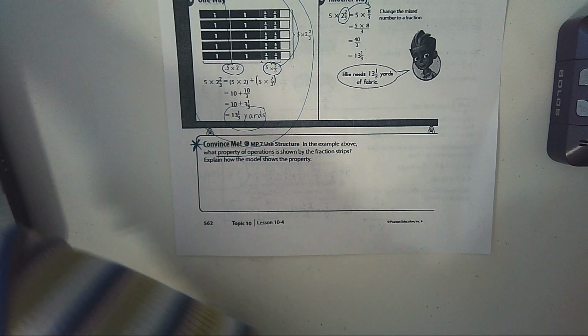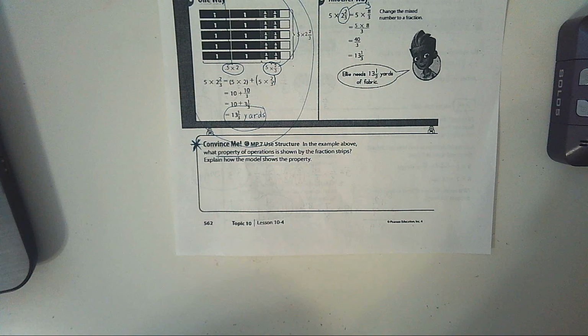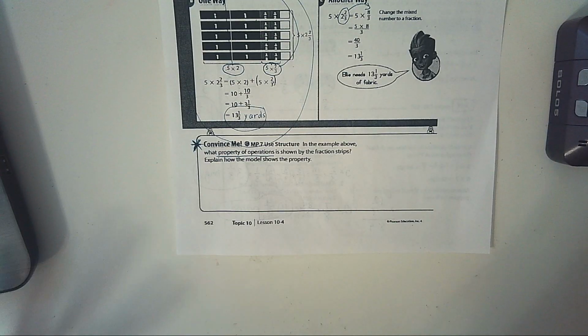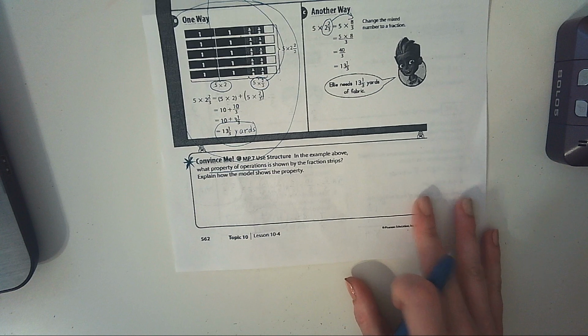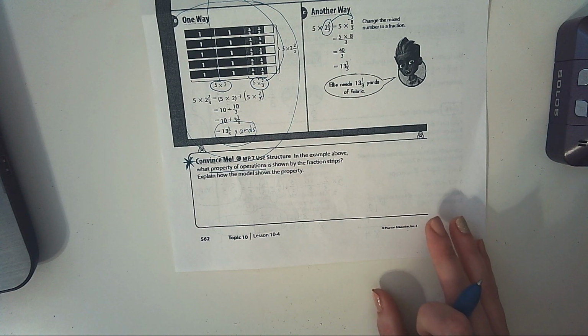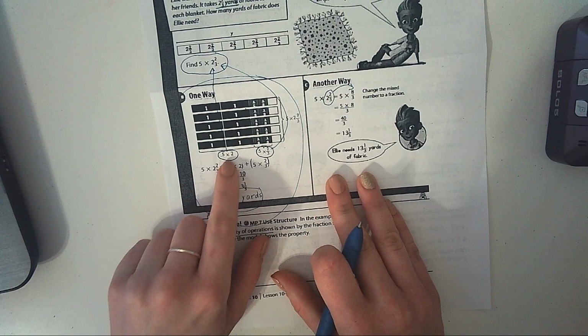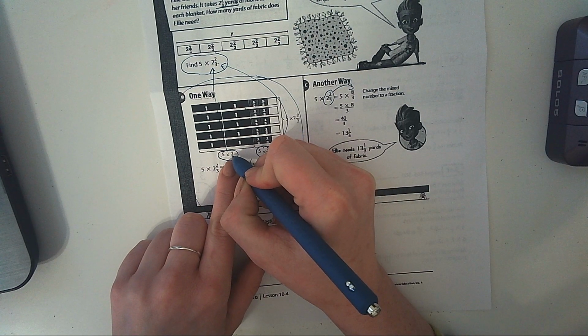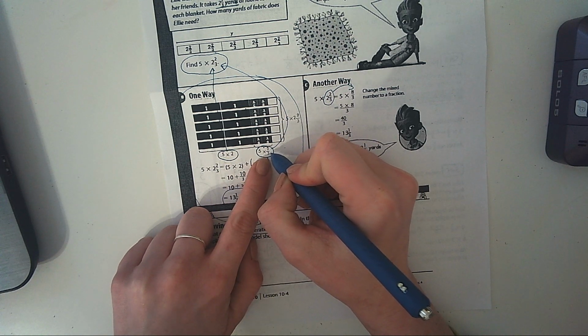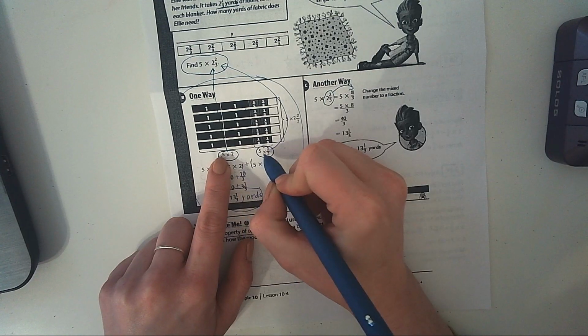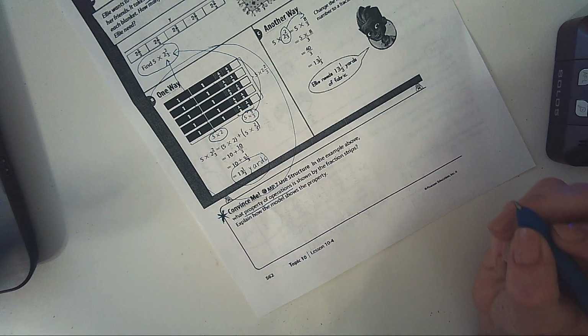So let's write something for the convince me. In the example above, what property of operations is shown? The property is the distributive property. Explain how the model shows the property. In looking at the model, we can see the 2 being broken off from the 2/3. We see those 2 separate equations. So let's answer each part separately.